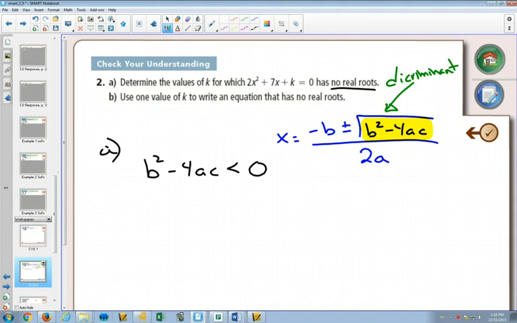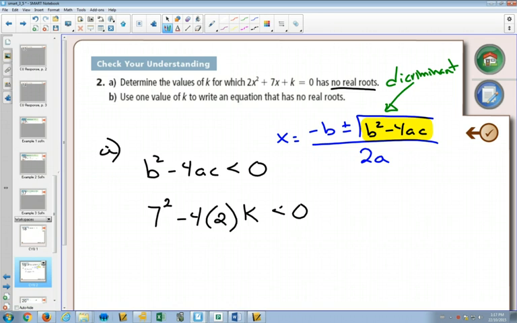So now we can plug the values in. We know that b is 7. We know that a is 2. And what we're trying to solve for is k. Do you remember your rules for solving inequalities? You solve them just like an equation, with the exception of one rule, where if you multiply or divide by a negative, you have to flip that inequality.